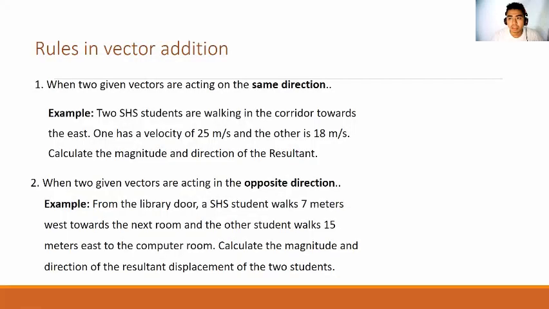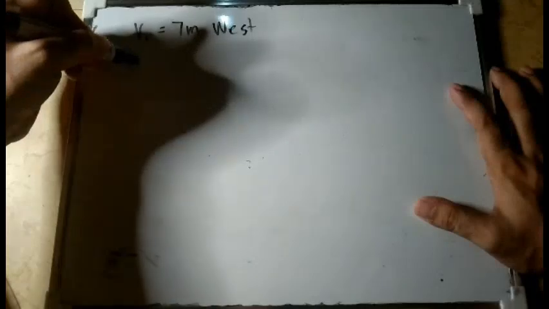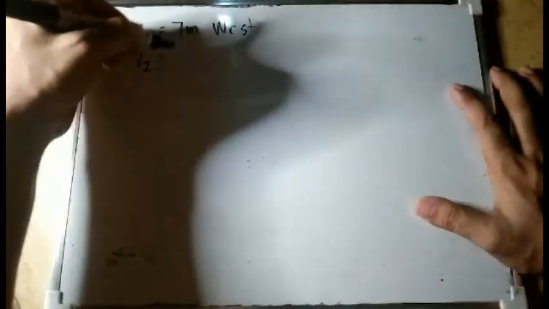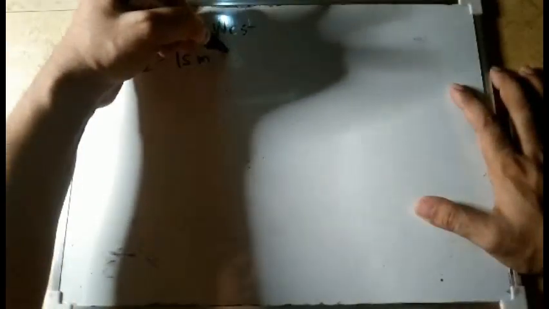So, ganun lang. Example number 2. When two given vectors are acting in the opposite direction. Example, from the library door, a senior high school student walks 7 meters west towards the next room and the other student walks 15 meters east to the computer room. Calculate the magnitude and direction of the resultant displacement of the two students. Okay, so example number 2 natin, we have V sub 1 is equal to 7 meters west. Then sa V sub 2 natin, we have 15 meters east naman.